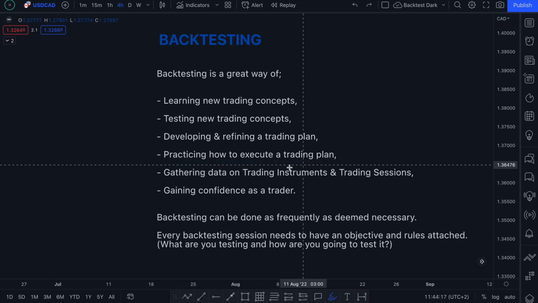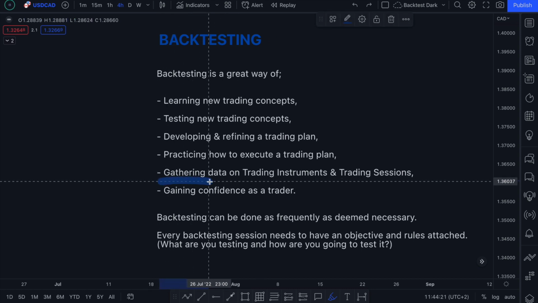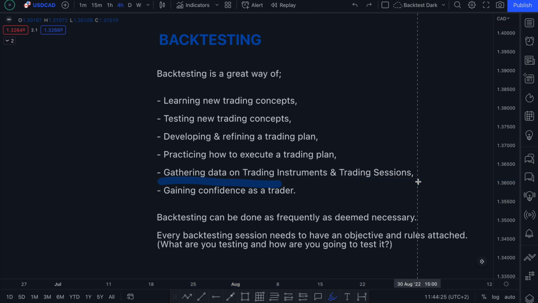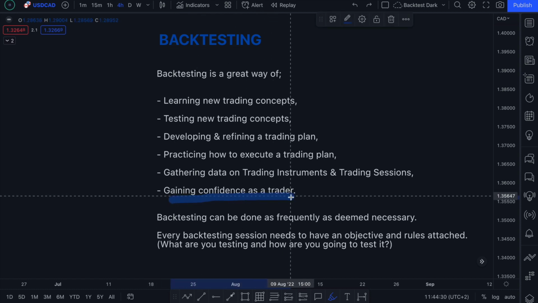By executing that trading plan on historical data, you are also gathering data on trading instruments and trading sessions, right? The more you backtest, you essentially start gaining confidence as a trader. So backtesting really is a valuable tool to use. It's a valuable skill to have in your arsenal, especially when it comes to trading smart money concepts, which can be very complicated concepts, all right?